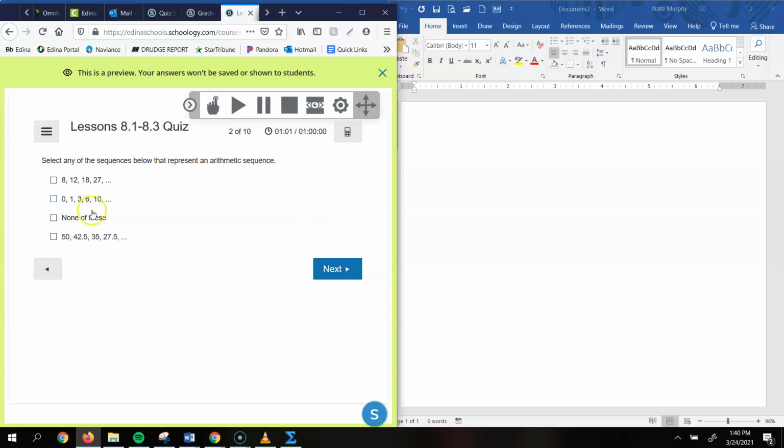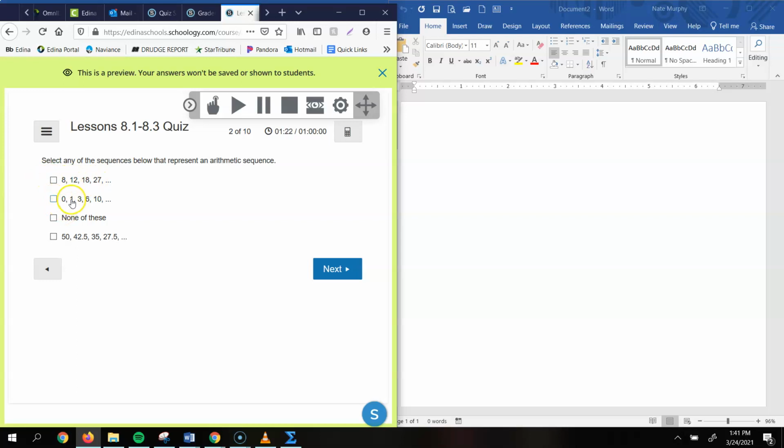All right, so here we have to figure out which ones of these are arithmetic sequences. So the first one, if it's an arithmetic sequence, you'd be adding the same amount each time. Here, going from 8 to 12, I would add 4, because 12 minus 8 is 4. But 18 minus 12 is 6. So this does not have a constant difference.